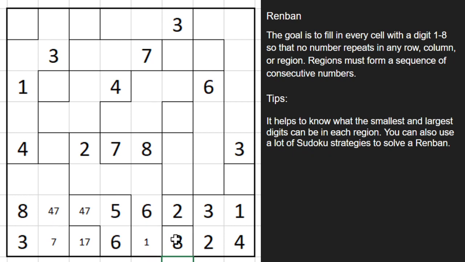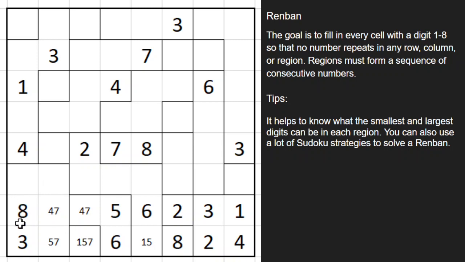And then 5s. I think a 5 can go in any of those cells. Right, 1, 5, 7, 7. Okay, so that's not helpful quite yet.